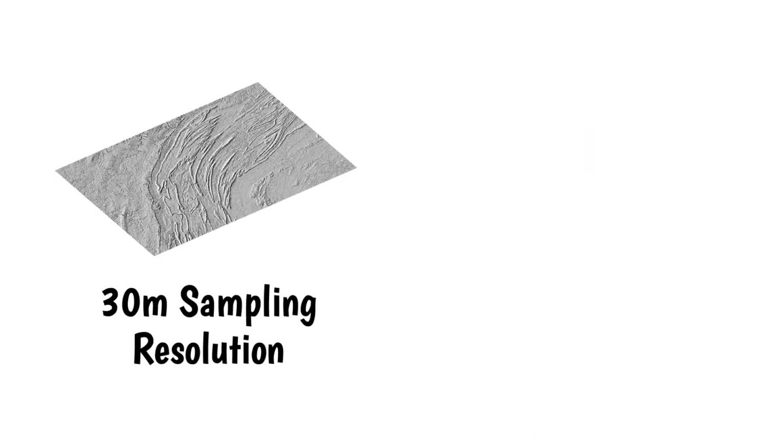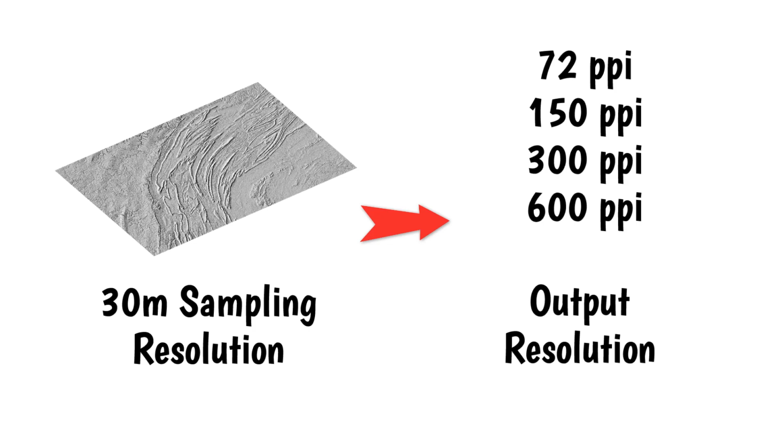A file with a sampling resolution of 30 meters can produce a file of any output resolution, from 72 ppi to 600 ppi, for example. If you're creating maps for print publishing, I'll assume the output resolution of any file needs to be 300 ppi unless otherwise noted.